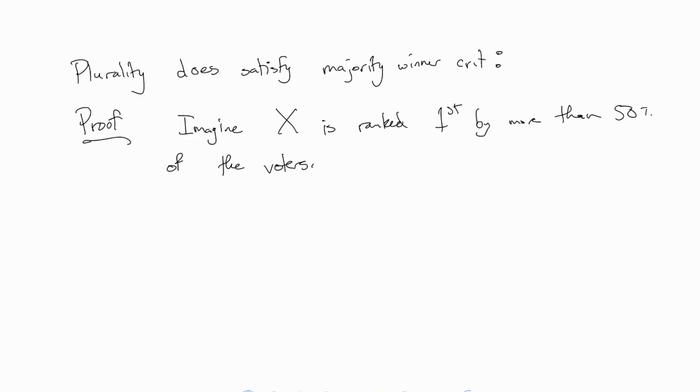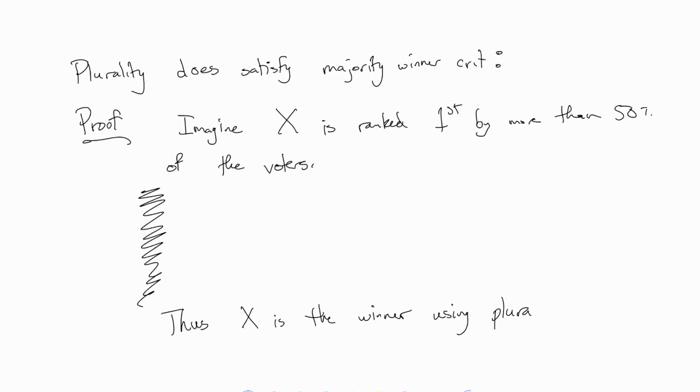Now we have to explain why this means that X must be the winner. So I'm gonna say some stuff here. I'm just gonna give you the structure of what I'm saying. Something, something, something. Probably this will only take like one sentence or so. And then my conclusion will be, thus X is the winner using the plurality system. All right?